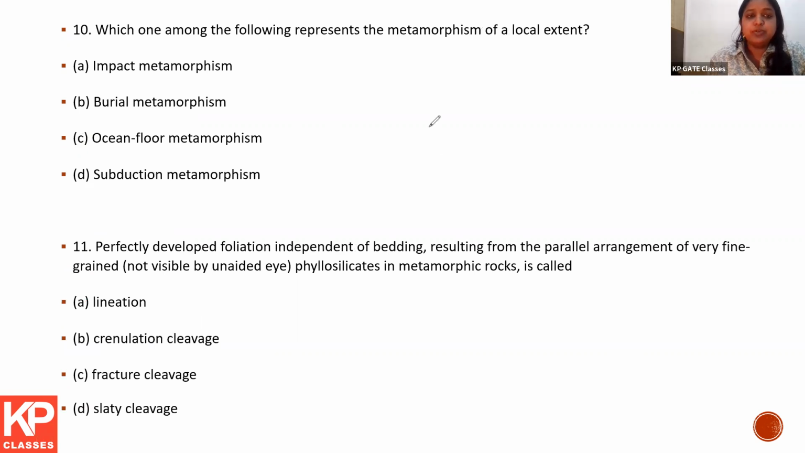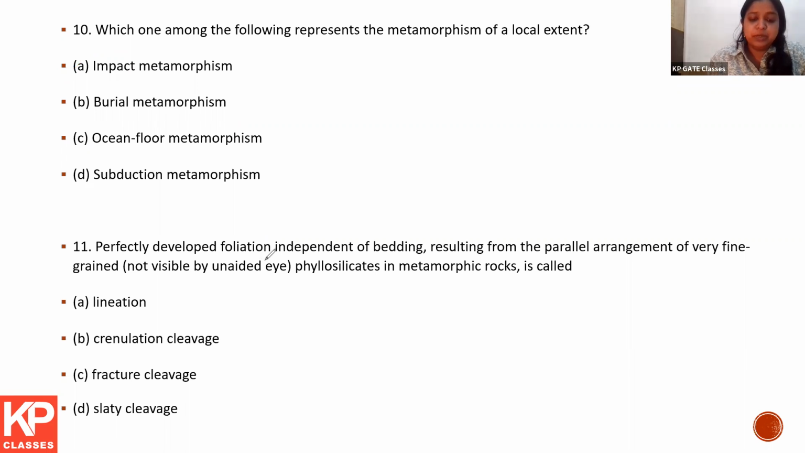Next one: which one of the following represents metamorphism of a local extent? Burial metamorphism, ocean floor metamorphism, and subduction metamorphism are regional metamorphism, whereas impact metamorphism is a local metamorphism, mainly because of a sudden application of high pressure, for example, a meteorite impact. So that is impact metamorphism.